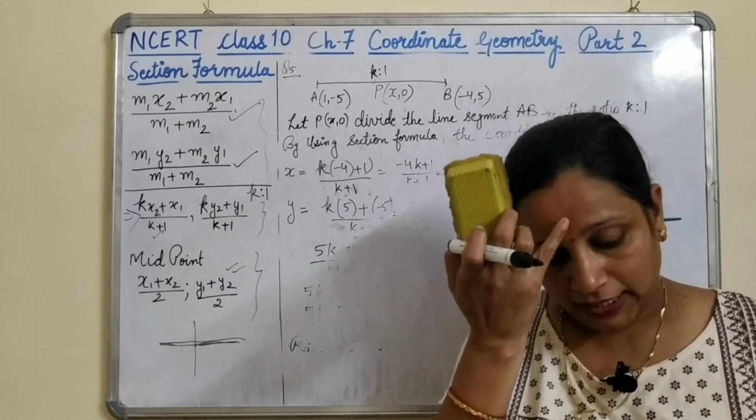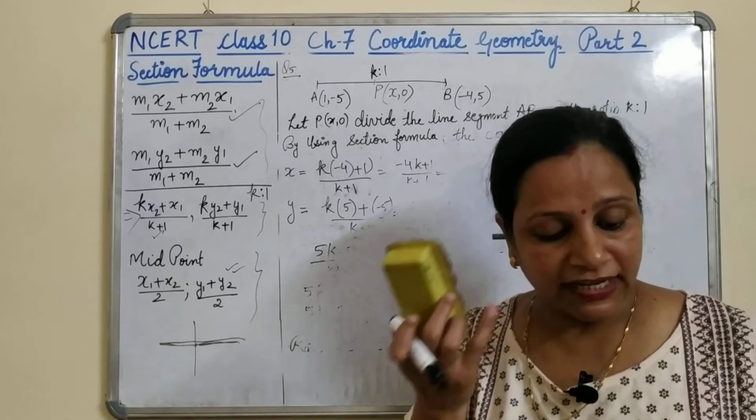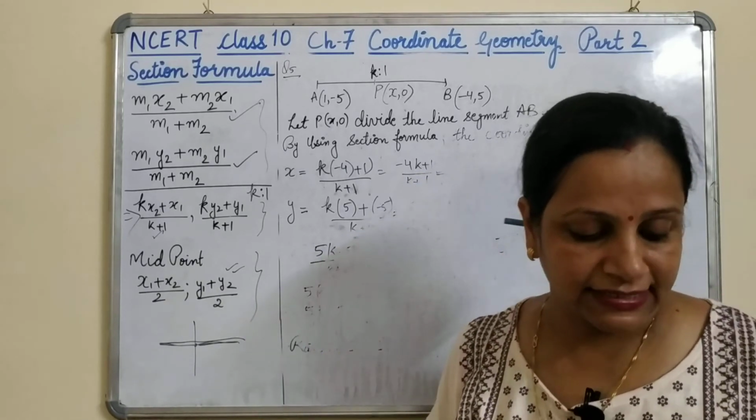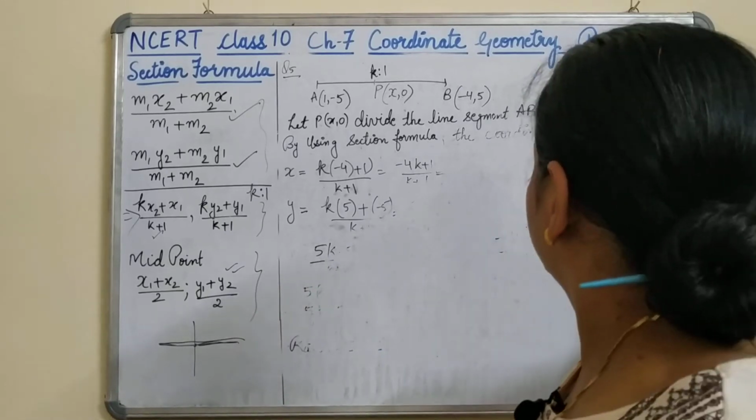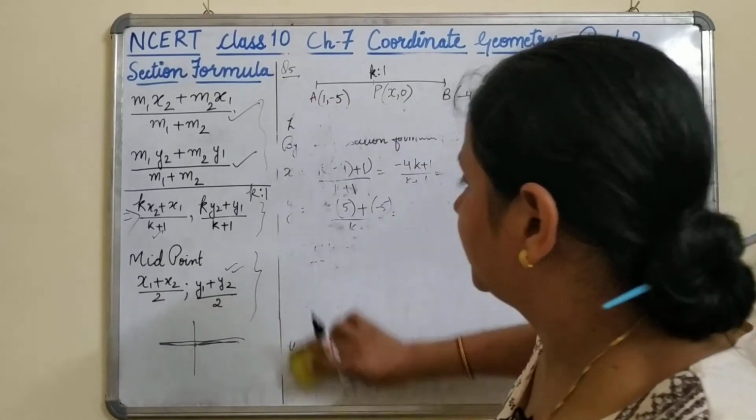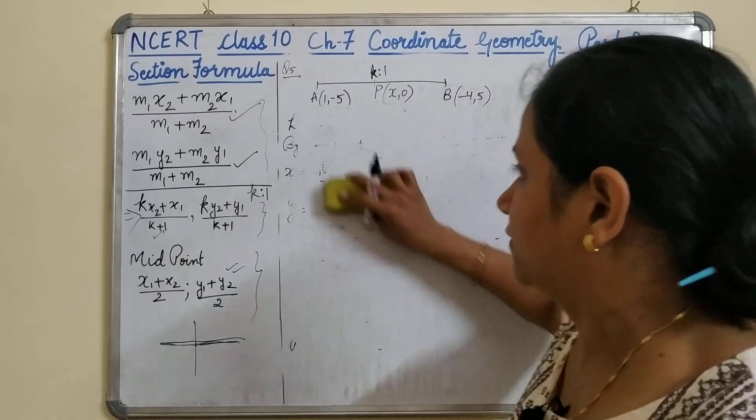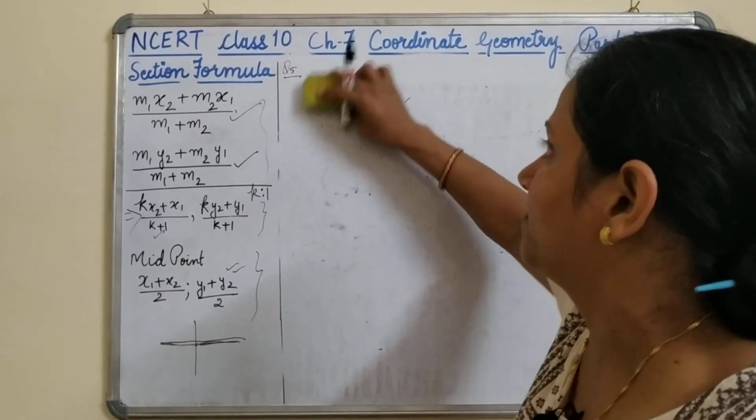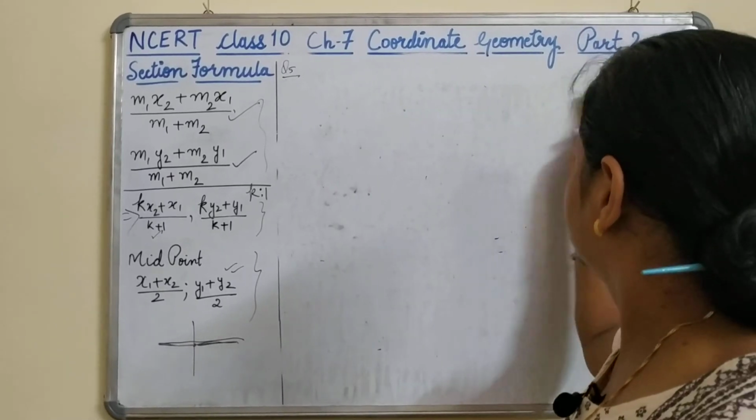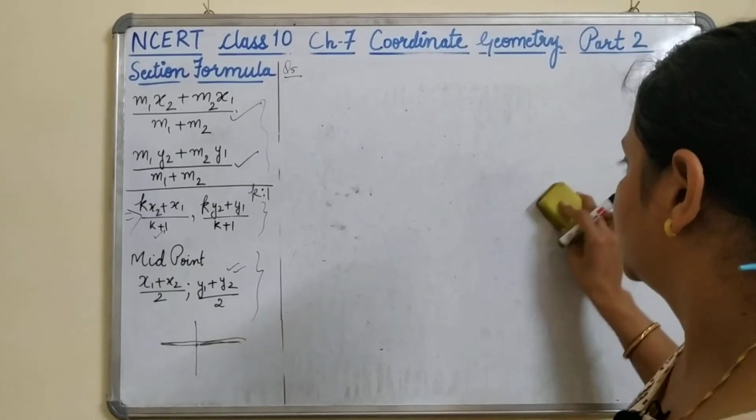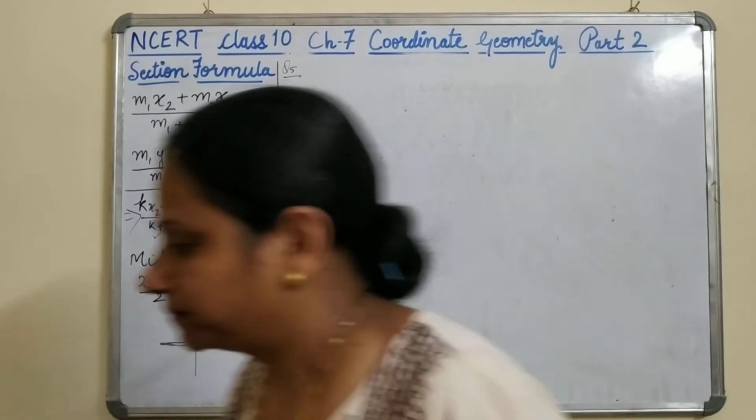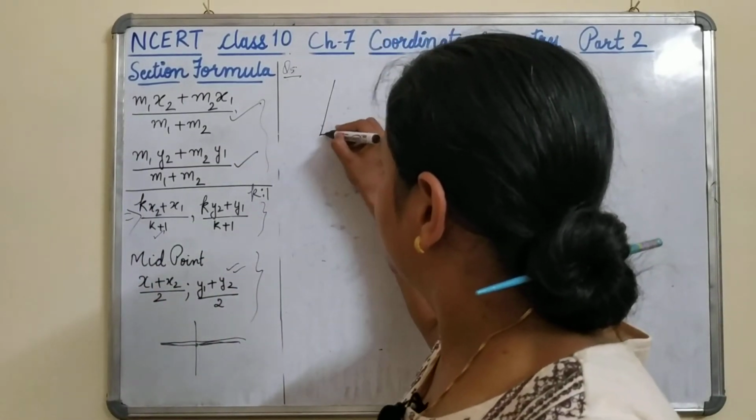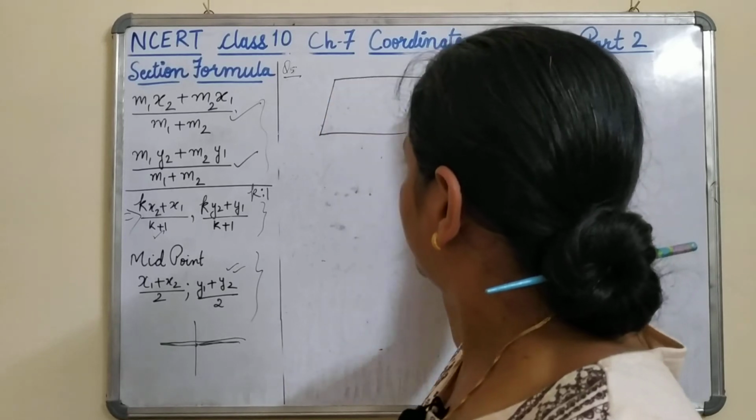If the 4 coordinates we are given are the vertices of a parallelogram taken in order, find x and y. Now we are given 4 points taken in order and we have to get the values of x and y. These vertices are given as the vertices of a parallelogram. Now we know that in a parallelogram the diagonals bisect each other. Yes? Question number 6. We are given the vertices of a parallelogram.